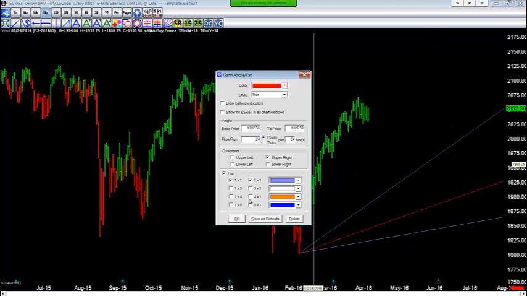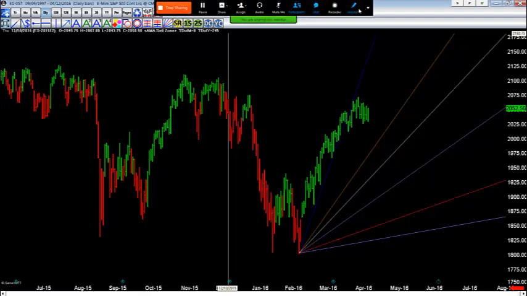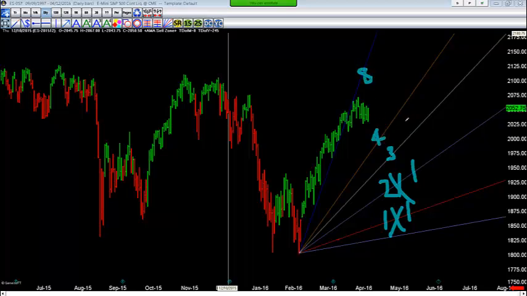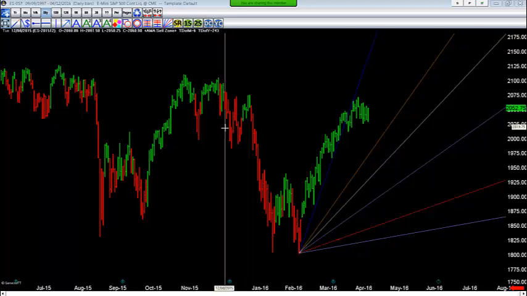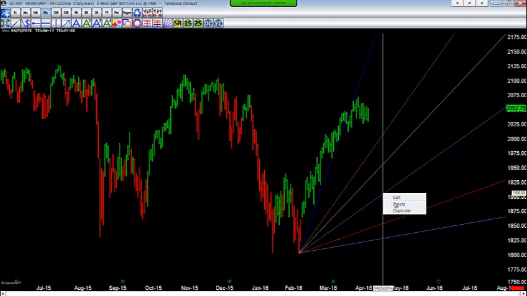This is very simple. You can see all these other angles. The 1 to 1, the 1 to 1, and the 2 to 1 are here. This is 3 to 1, this is 4 to 1, this is 8. When you get the market running above a 4 to 1 angle, it is strong. That is a strong, strong market. So these aren't going to be anywhere near it, so I'm not going to do it.